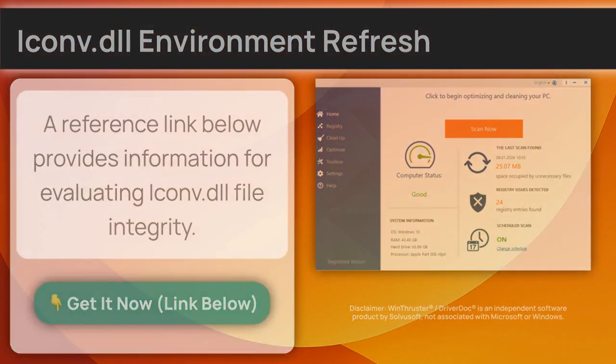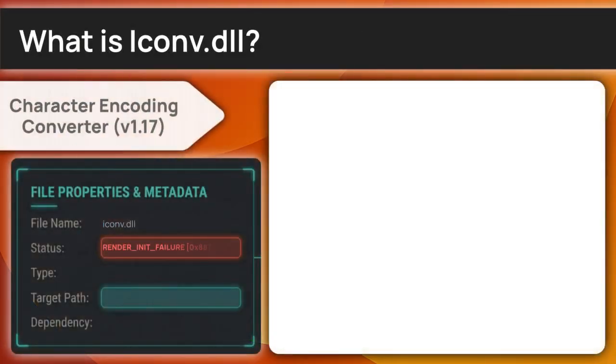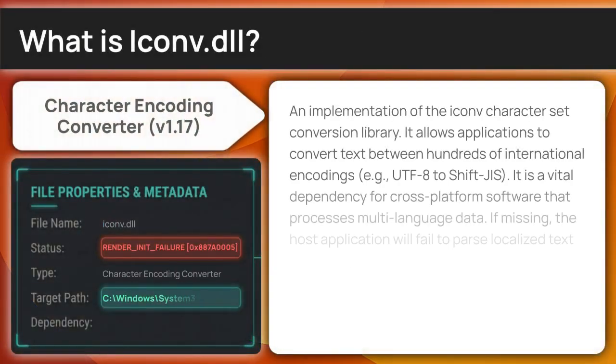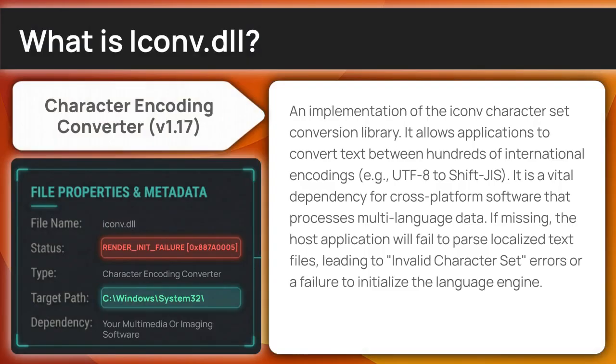This is the Iconv library, an implementation of the Iconv character set conversion library. It allows applications to convert text between hundreds of international encodings, e.g., UTF-8 to Shift-JIS. It is a vital dependency for cross-platform software that processes multi-language data. If missing, the host application will fail to parse localized text files, leading to invalid character set errors or a failure to initialize the language engine.